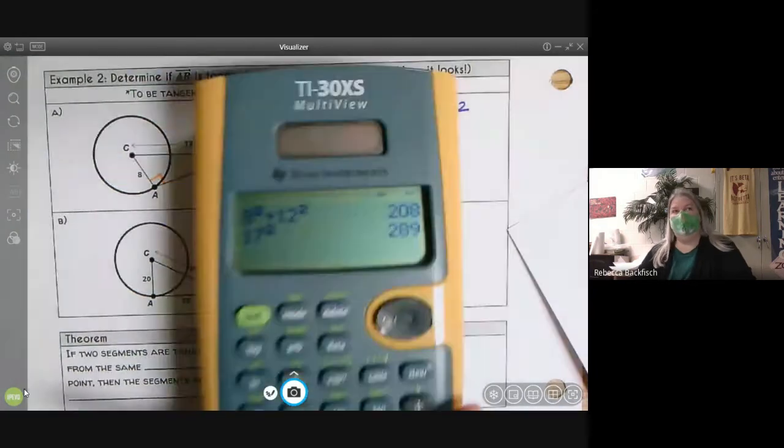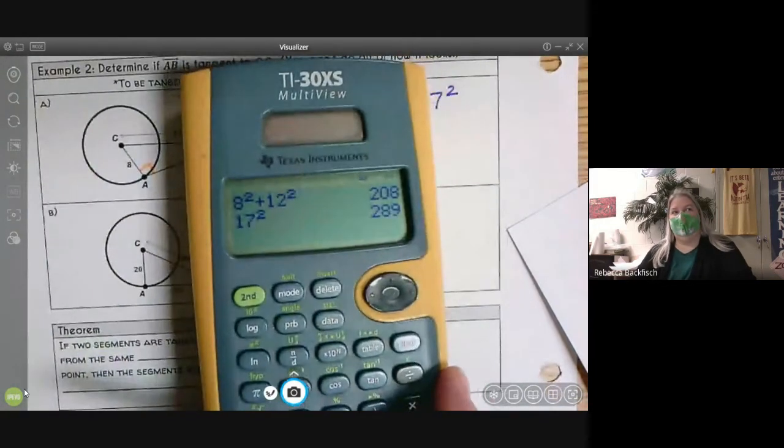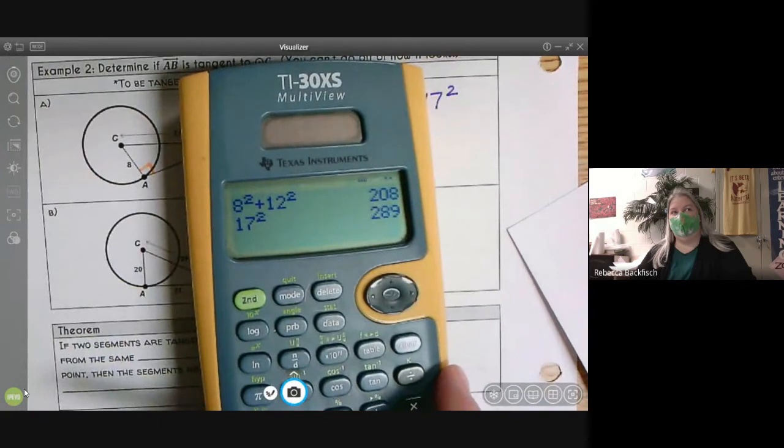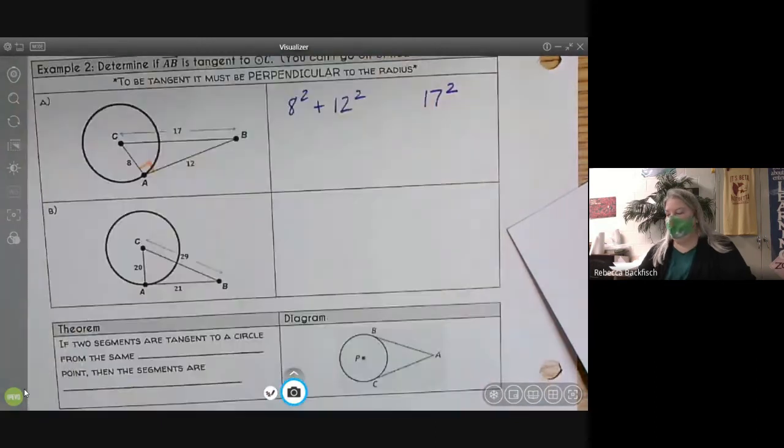Okay, so when I do that, this is what I get. 8 squared plus 12 squared is 208, but 17 squared is 289. So those are not equal.